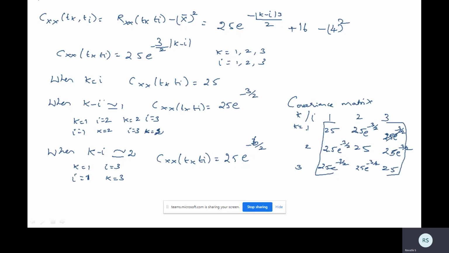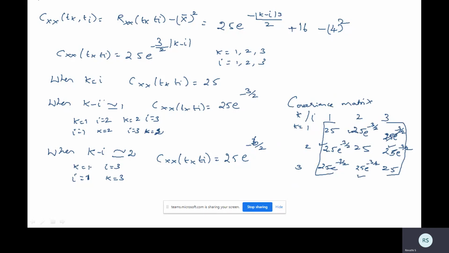So please understand, k is 1, i is 2, or k is 2, i is 1. That is, we are filling this cell and this cell. Similarly, 2 and 3. So 2, 3 or 3, 2. 2, 3 is this cell, 3, 2 is this cell.